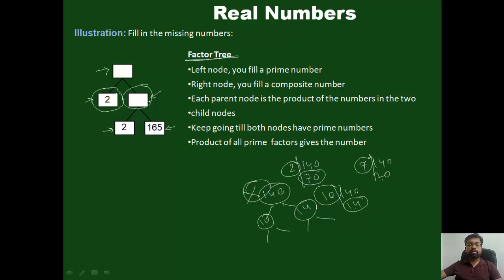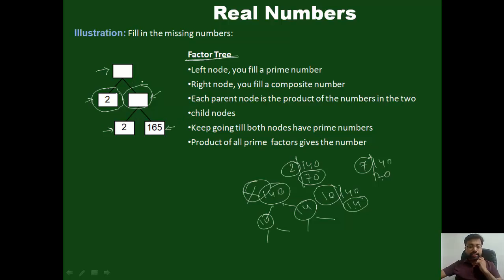Whenever the right node also becomes a prime number and the left is also a prime number, in that case, the factor tree is going to end right there. So each parent node is the product of the numbers in the two child nodes. Each parent is the product of two child nodes, and we have to keep going till both the nodes have prime numbers. This is when the factor tree is going to end. And the product of all prime factors, that is all the numbers that fall in the left node and the last right node, will give you the parent number.